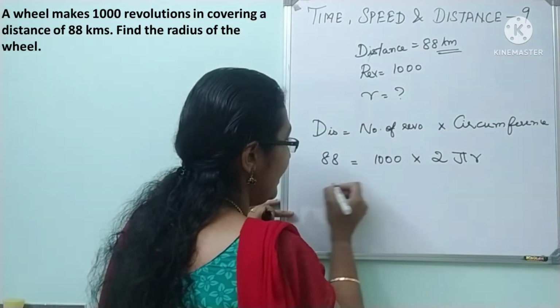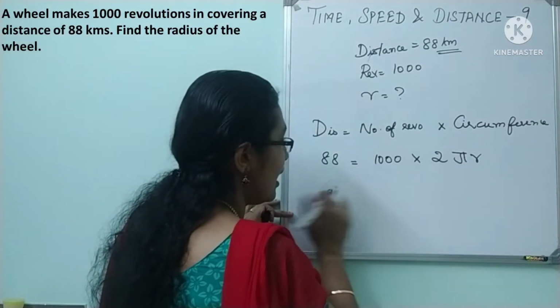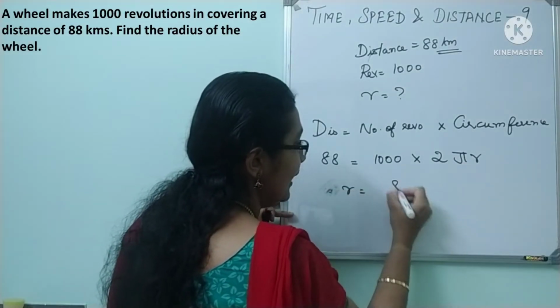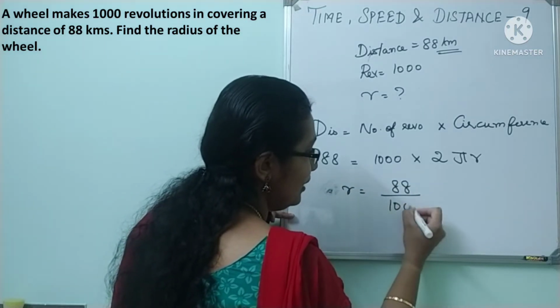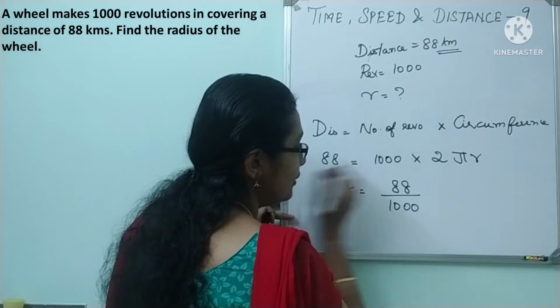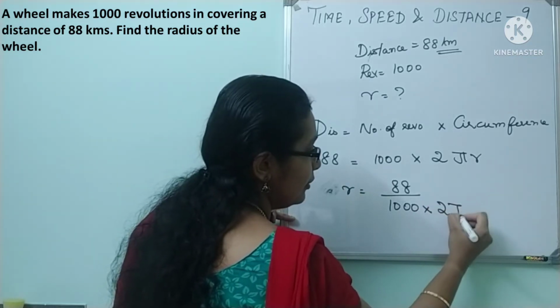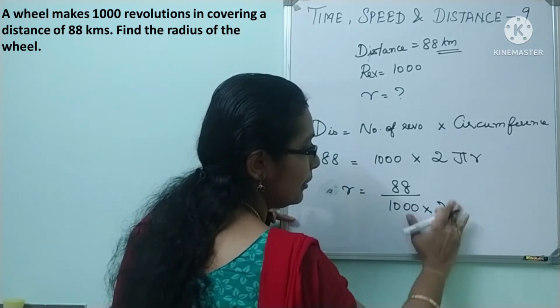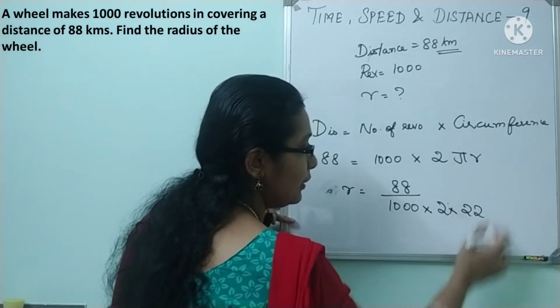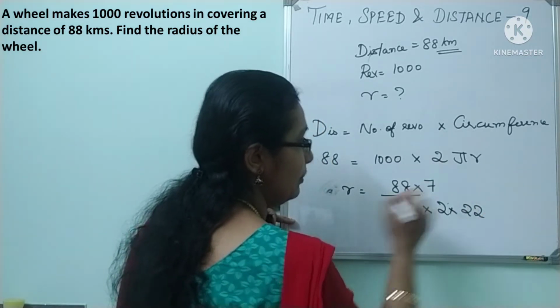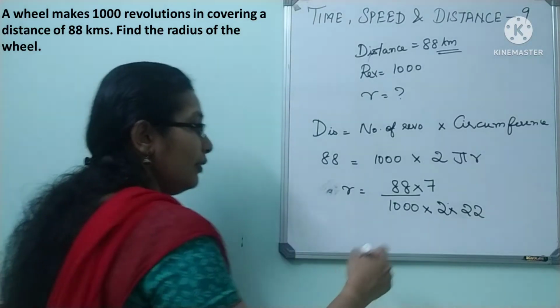Okay, so you need r. So r is equal to 88. This 1000, when it comes here, it will become divided by 1000. This 2 pi will become 2 pi. Pi is nothing but 22 by 7. So 22 divided by 7, if you do, it will go to the numerator. So you will multiply it by 7. Clear? So how will you find?